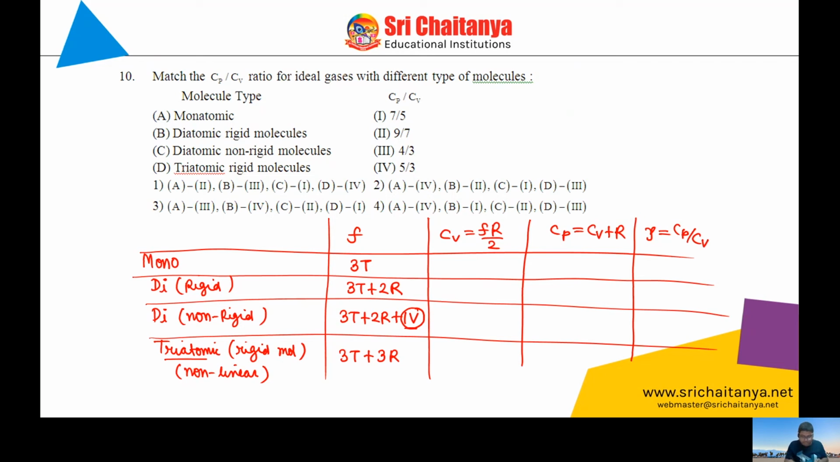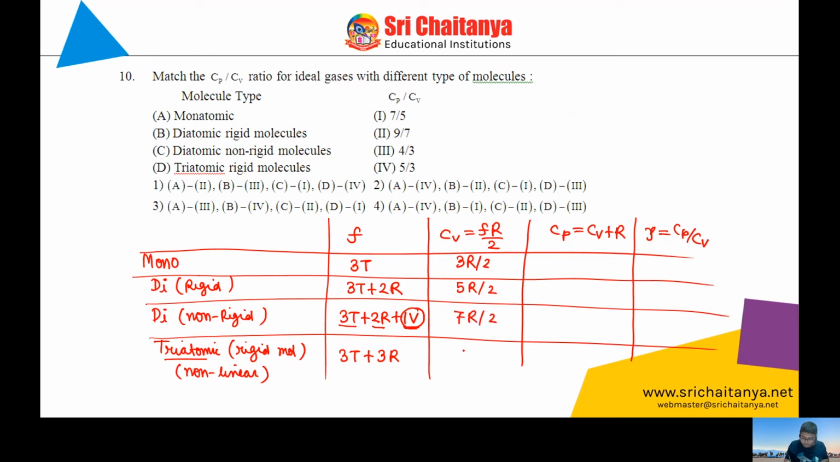So let's try to figure out. Then Cv will simply be equal to, since degree of freedom is 3, simply 3R by 2, and for the next, total degree of freedom is 3 plus 2, that is going to be 5R by 2. And now we have to look very closely at diatomic non-rigid molecules. So 3 plus 2, and 1 vibrational degree inside consists of 2 additional degrees of freedom. So 3 plus 2 plus 2. Okay, so that will be 7R by 2 total.